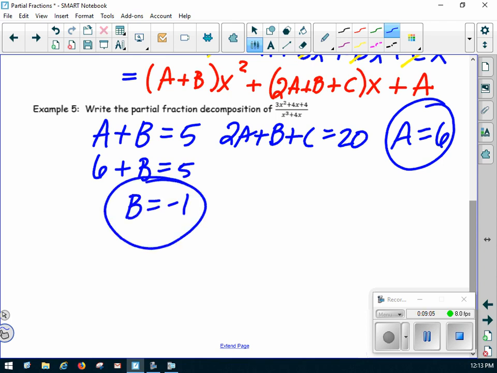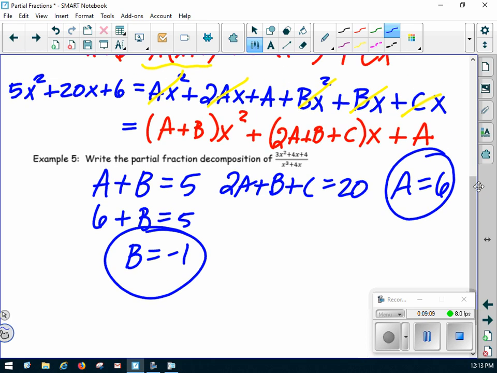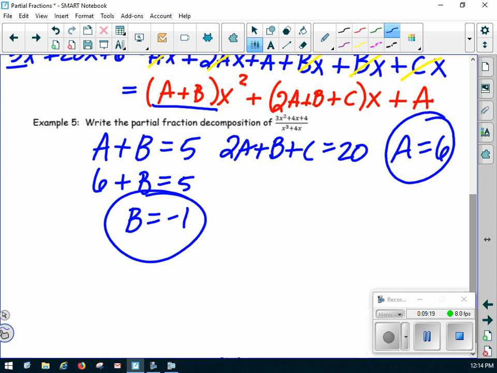Question. Because the coefficient of the x squared over here must equal the coefficient of the x squared over here. C is 5. 2 times 6 plus negative 1 plus c equals 20. 9.